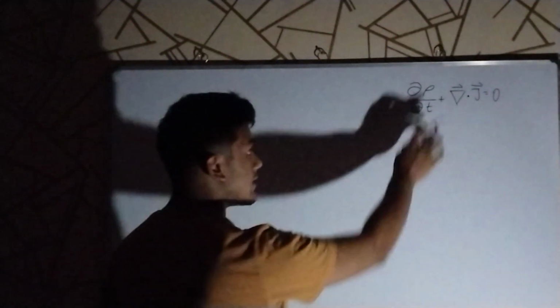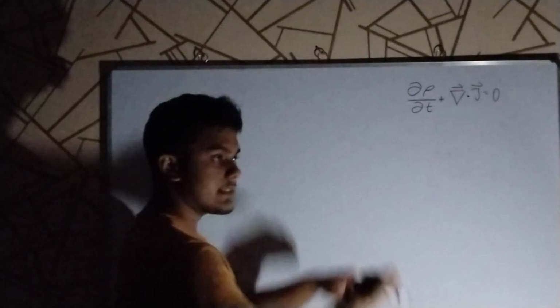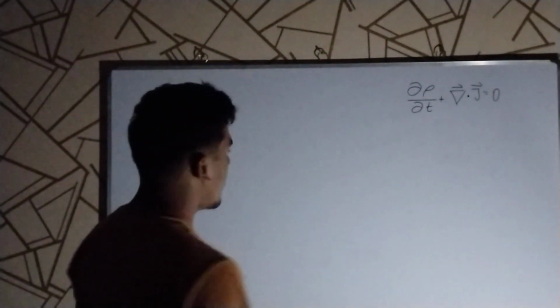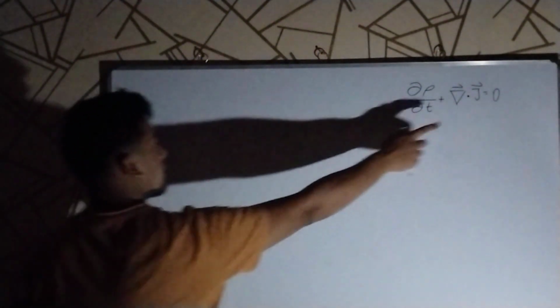J is the current density, that is the divergence from the source. And rho is the charge density. And there's an elegant way of deriving this, and we'll get into it. First, Q.